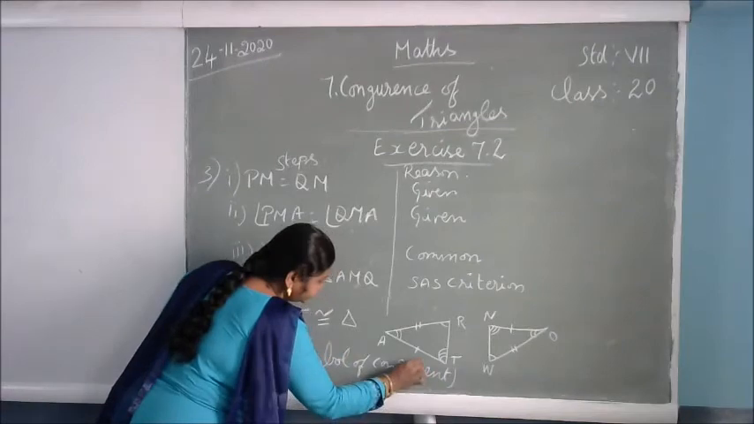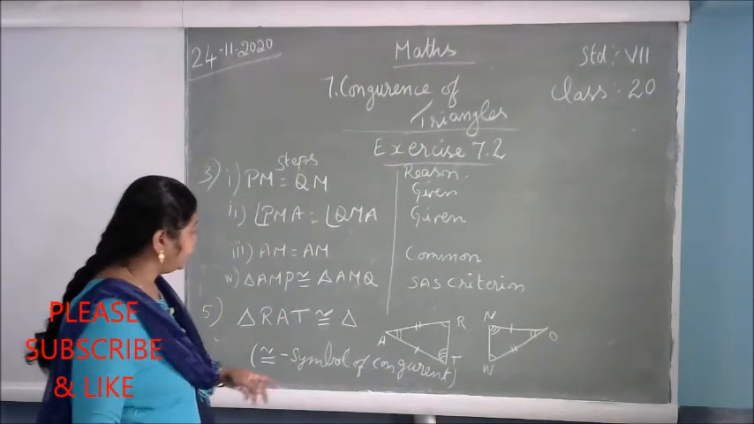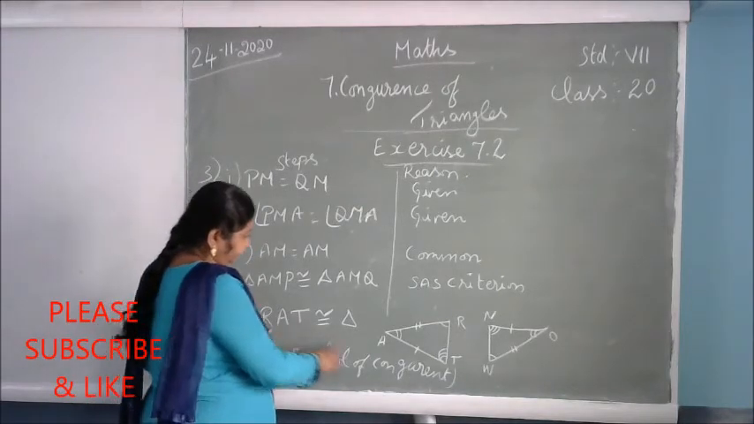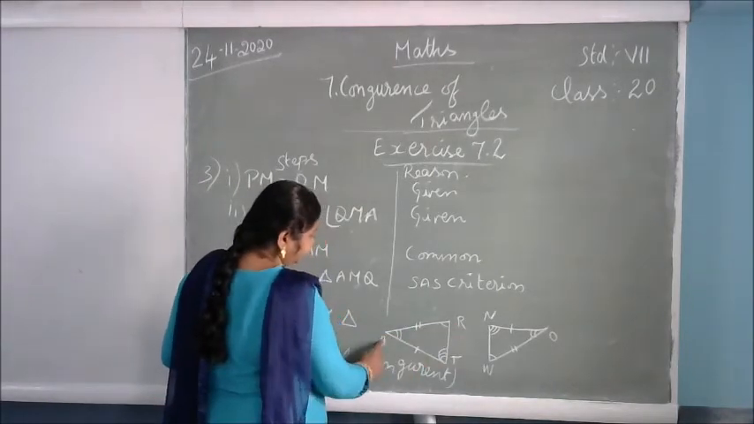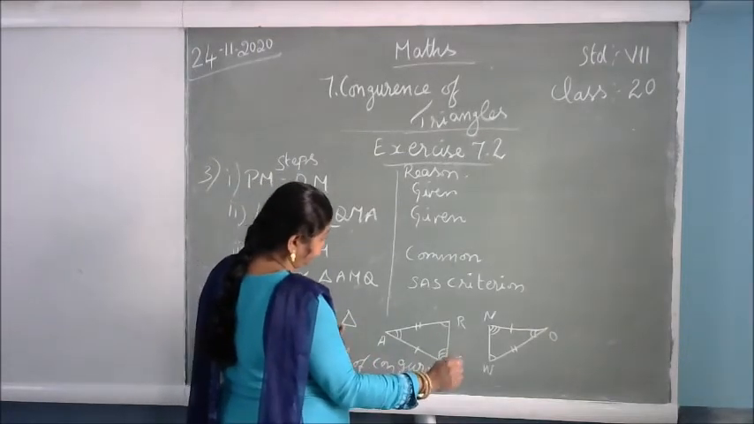That is the symbol of congruent. You have to write this in the bracket. And afterwards, triangle RAT is congruent to triangle, what we have to write.